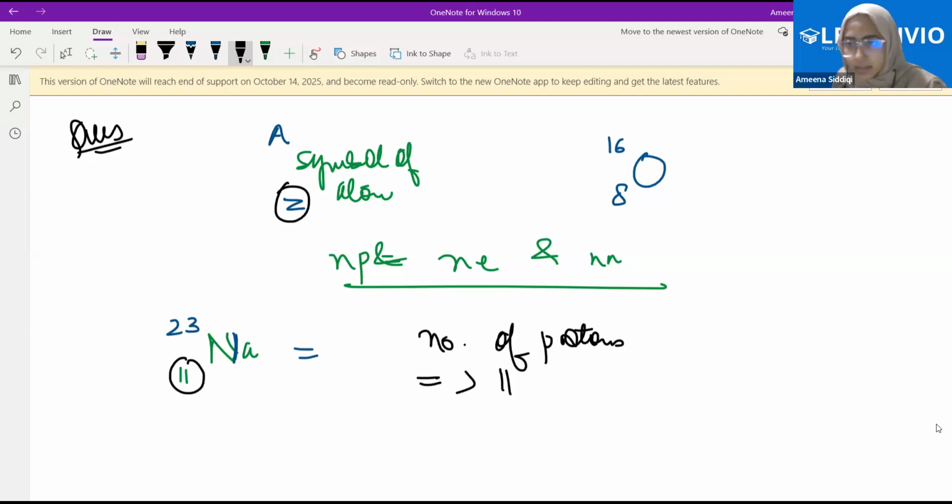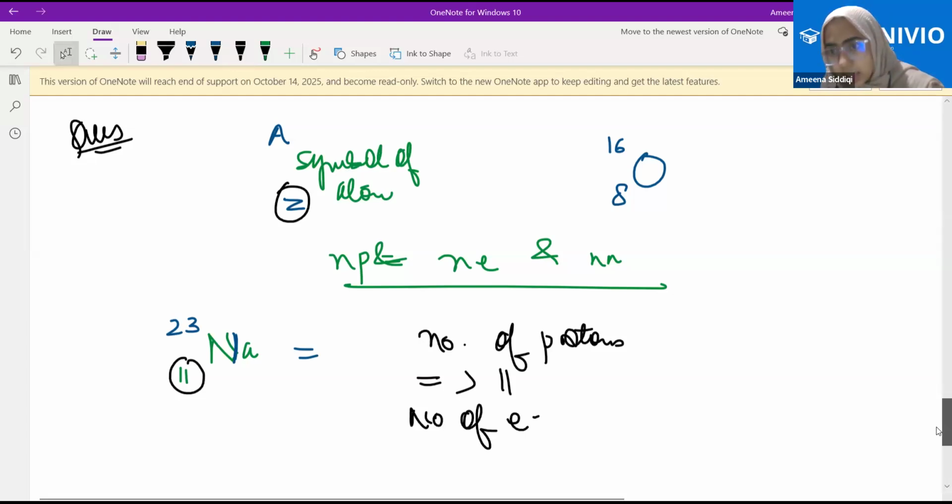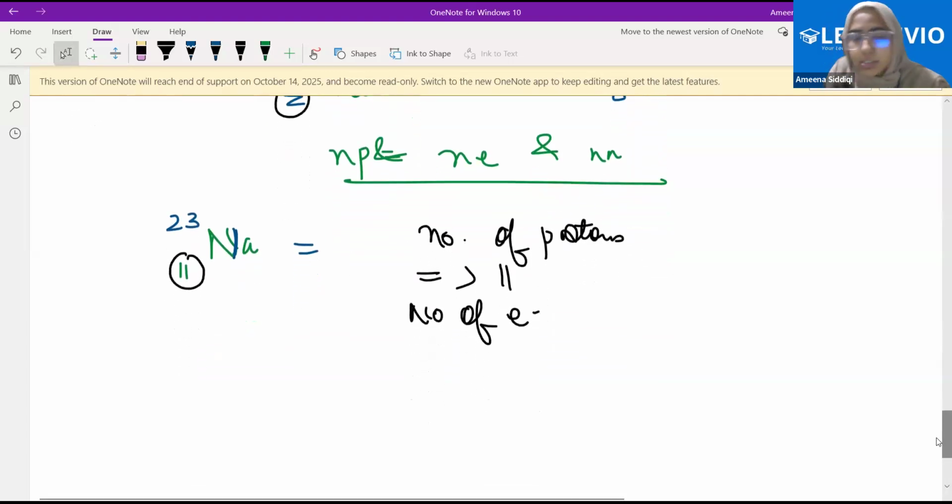Clear? Any problem? No. And now let's talk about the number of electrons. In an atom, the number of protons and electrons are equal, right? So what will be the number of electrons here? Again, 11. Umaima, is it clear how we are getting 11 for electrons also?